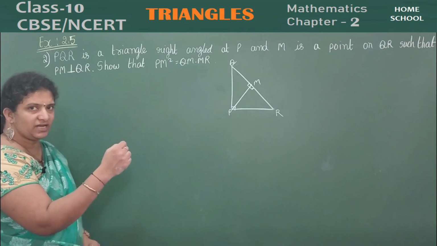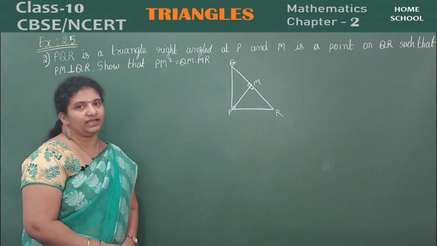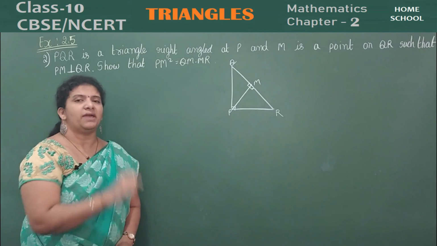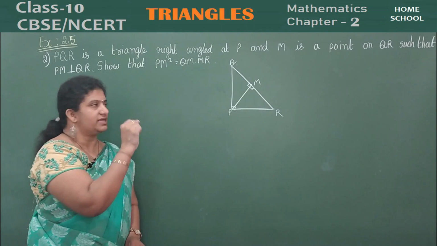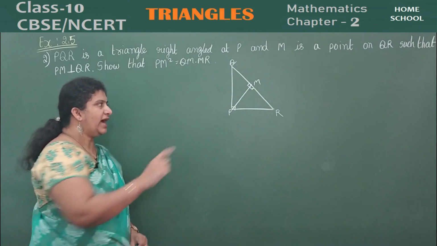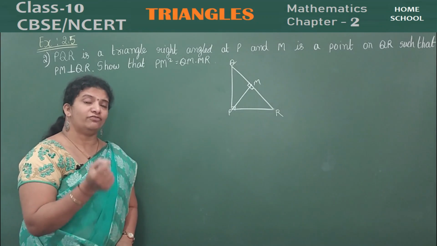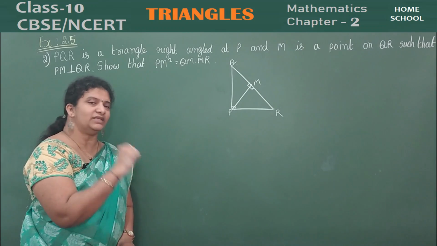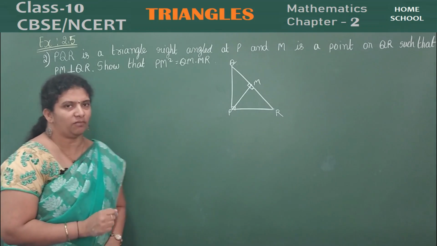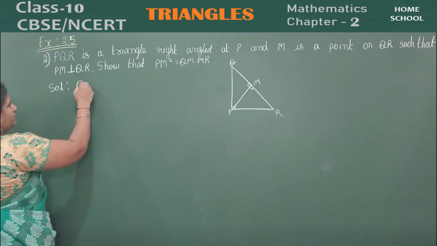Once again I read the statement. PQR is a right angle triangle, right angled at P. M is a point on QR such that PM is perpendicular to QR. Prove that PM square is equal to QM into MR. If you are perfect with that theorem, directly you can go on doing this problem. So let's start your solution.